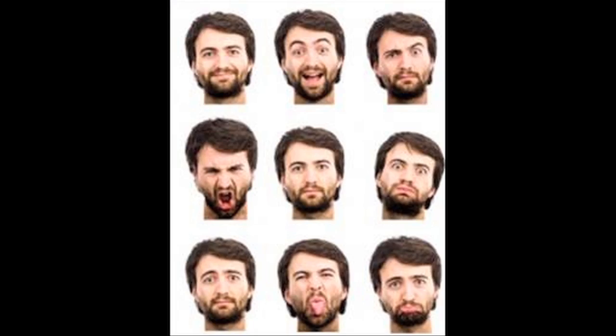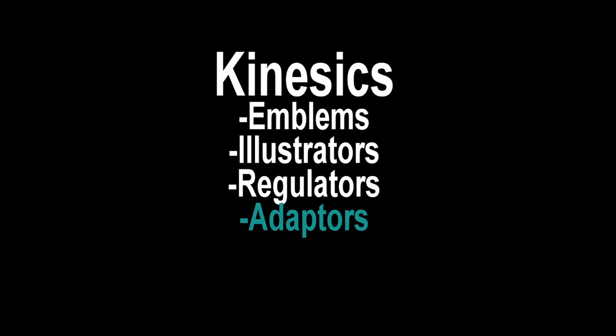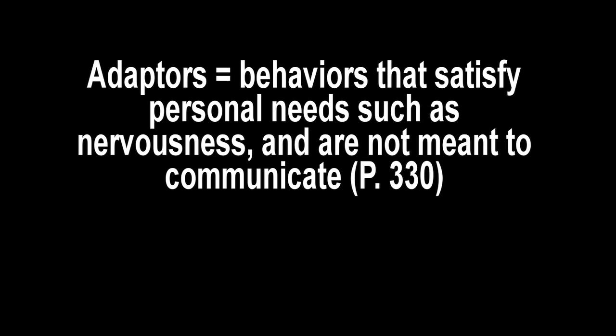Another definition for regulators is that they're used to control the pace of a conversation or an exchange between people. Other examples of regulators I found have been facial expressions, like if you're looking confused, or scratching your head, or zoning out. Those are examples of things that could be used to change the pace of a conversation and let the other person speak. The next part is about adapters, and adapters can be defined as nervous tics, or things that you do that aren't really meant to communicate anything, but are an almost subconscious movement.